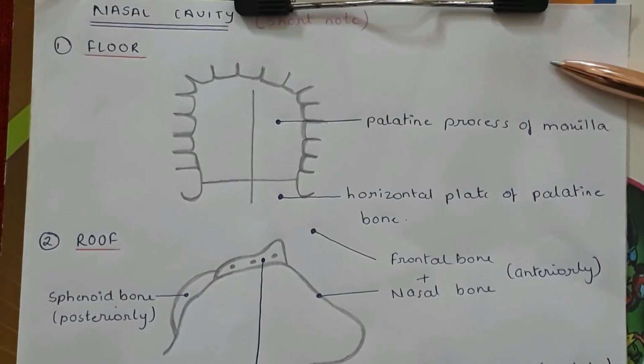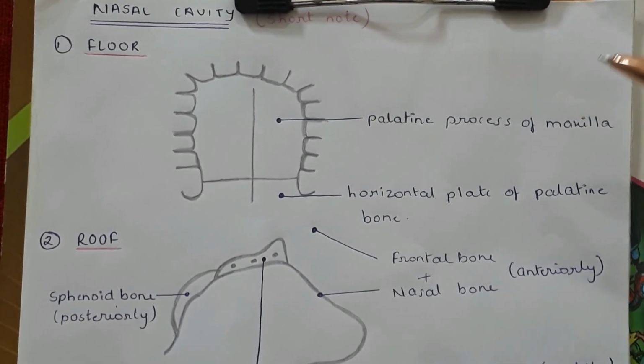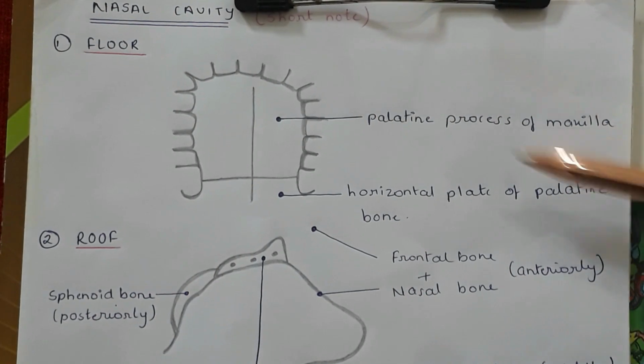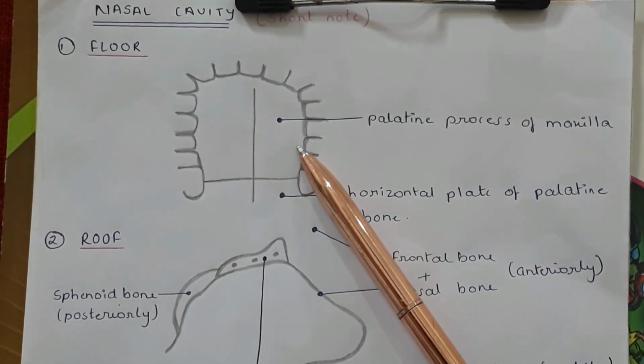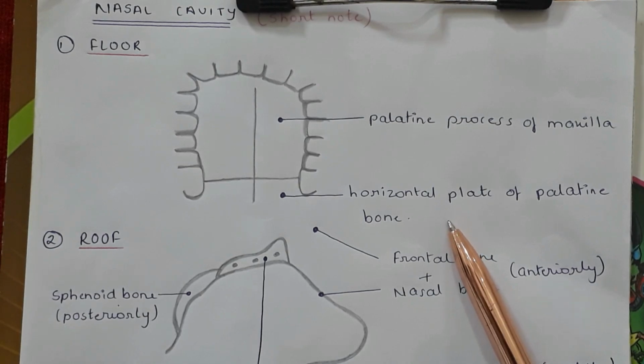The nasal cavity of the nose. This usually comes as a short note. So the nasal cavity of the nose comprises of the floor. So this is the palatine process of maxilla, the horizontal plate of the palatine bone.